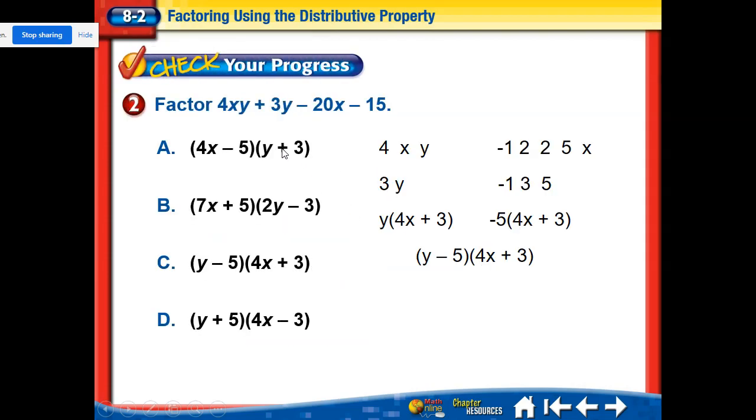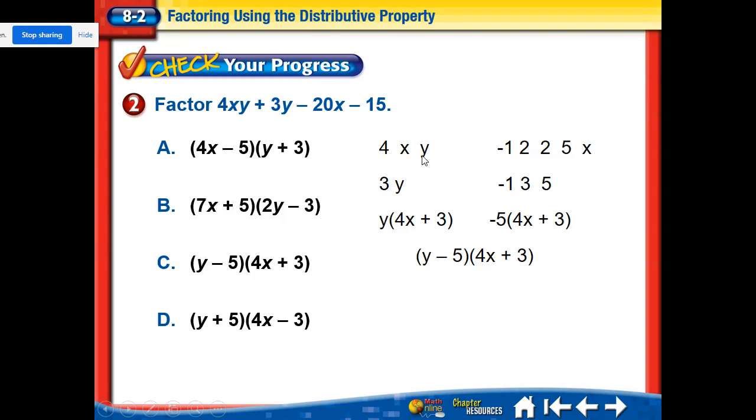Again, 4 terms. So let's take a look at the first one, 4xy. Well, actually, I should have broken down the 4 here. It should be 2 times 2 times x times y. 3y is just 3y. Then negative 20, you've got to birthday cake it, is negative 1. Again, anytime there's a negative, we just put a negative 1 there. And 2 times 2 times 5 times x. 15 is just 3 and 5, so negative 1, 3, and 5.